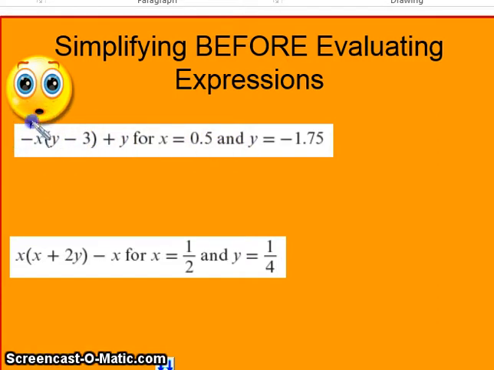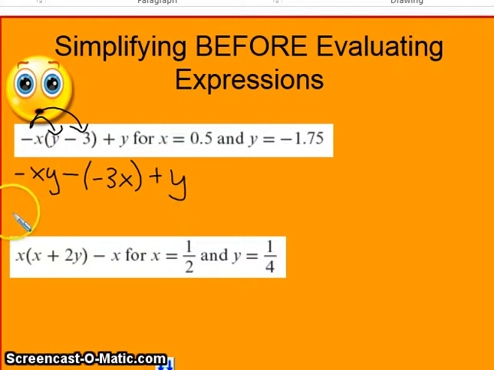So if I multiply negative x times y, I get negative xy. And then I also have to multiply negative x times 3. Negative x times 3 is negative 3x. And I put a minus in between them because that's my sign right here. And then I've got plus y on the end. Now if we want to simplify this a little further, we can say it's negative xy, and then instead of minus the negative 3x, we can say plus 3x plus y.